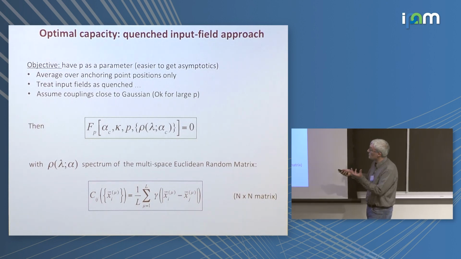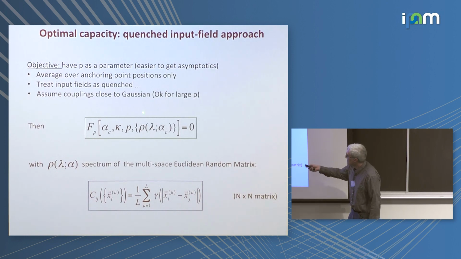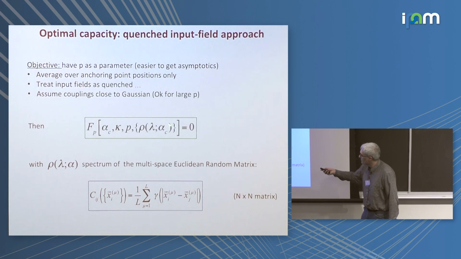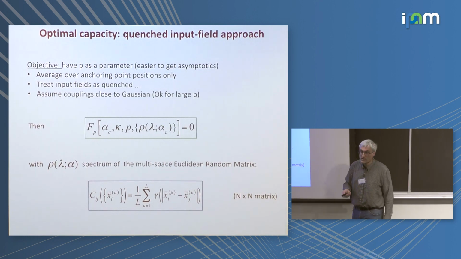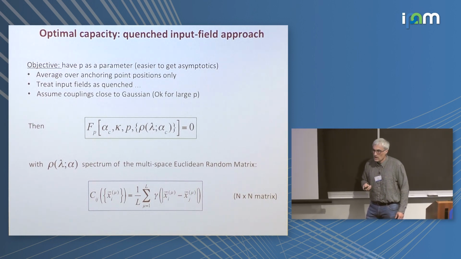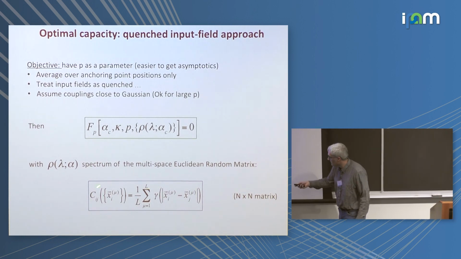In that case, P is a parameter, so I don't want to get into the details. But essentially, we have to solve some equation here. And this equation has as an input something which is interesting, which is a spectrum of a random matrix. And the spectrum of this random matrix is given here.